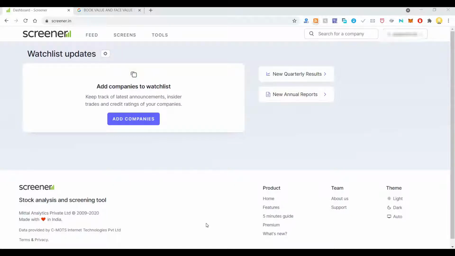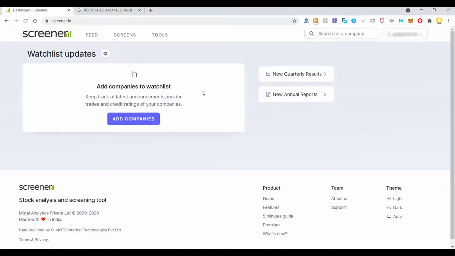Today I will show you one site known as screener.in, which will allow you to screen companies, which is very useful in case of your investments in stock market. So it is important for you to understand the company's fundamentals and its financial reports before you make any investment.